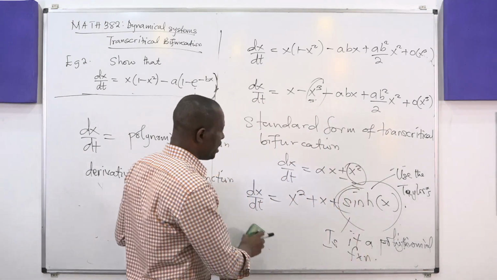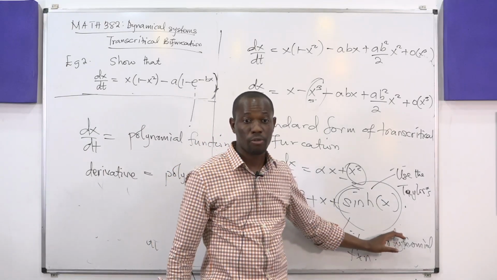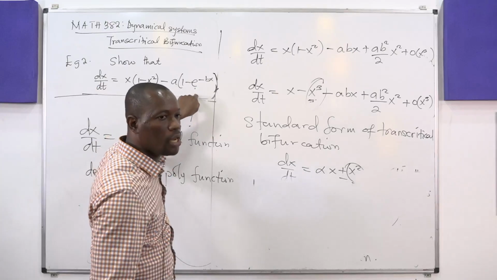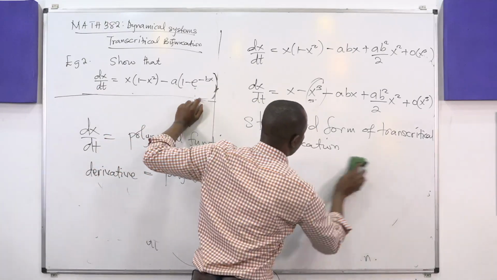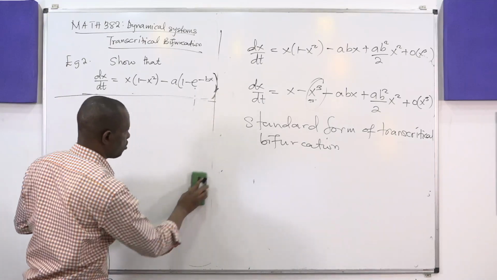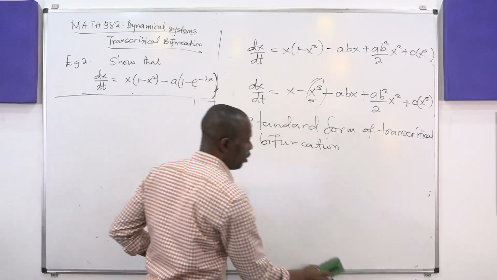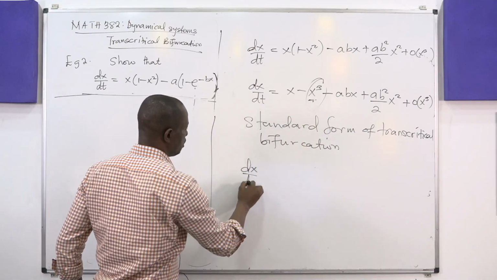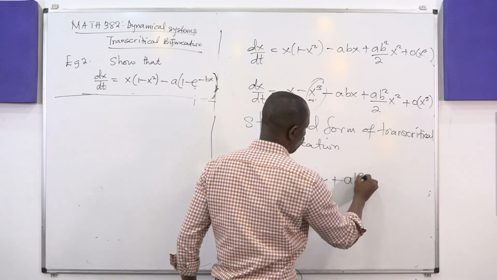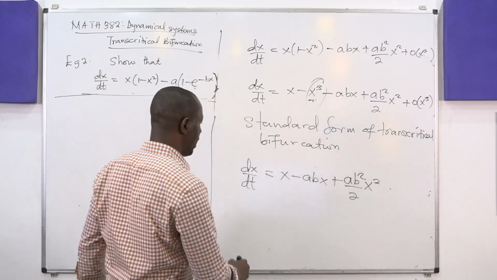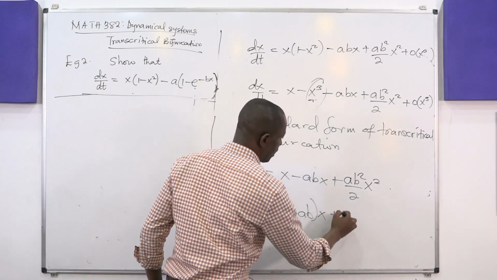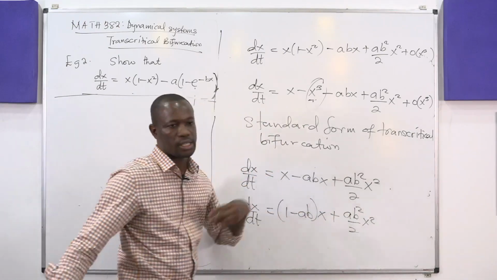Do you get it? So any time you have a function which is not a polynomial function, you have to approximate using the Taylor series. That is why we have approximated the exponential function here. So here, what do we get? You have to ignore this one. So dx/dt equals x minus abx plus ab squared over 2 x squared. You can factorize the x, so dx/dt equals x times 1 minus abx plus ab squared over 2 x squared. Look at this. Now it's in the standard form.